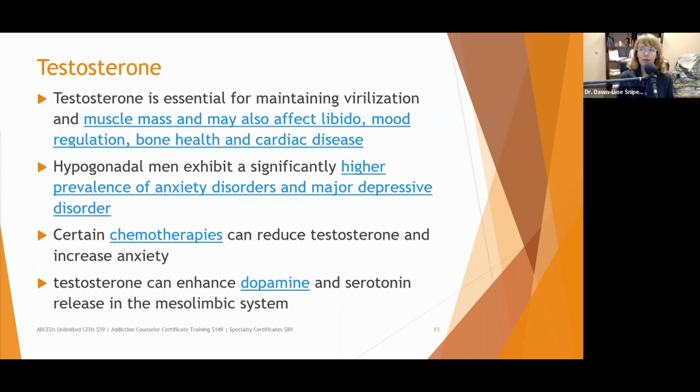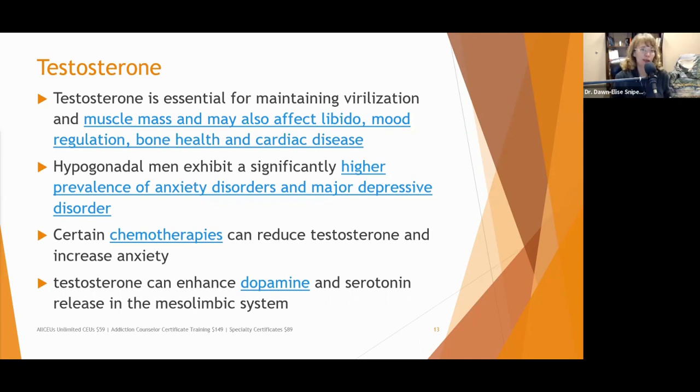Testosterone is essential for maintaining virilization and muscle mass and may also affect libido, mood regulation, bone health, and cardiac disease. Now, if you didn't know it, women also have testosterone, and testosterone levels actually increase in women during pregnancy. Who knew? I didn't know that until I was preparing this particular class. Because we have testosterone, it means it serves a function. Obviously, it serves a function in men too.